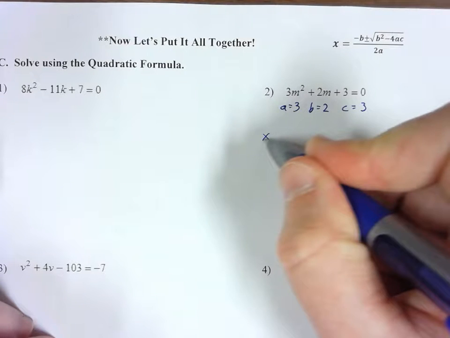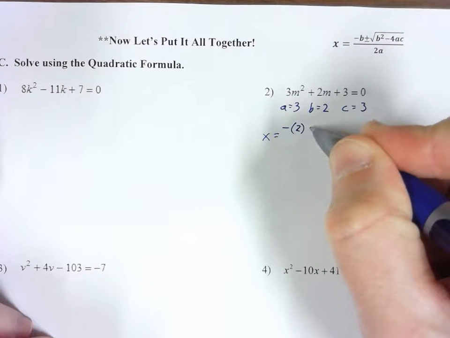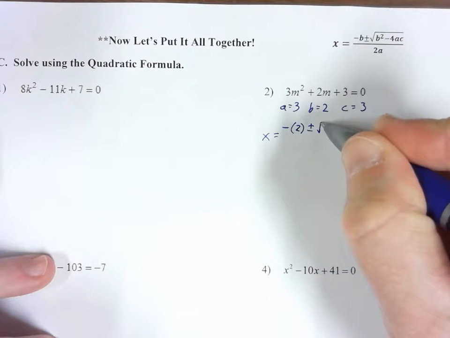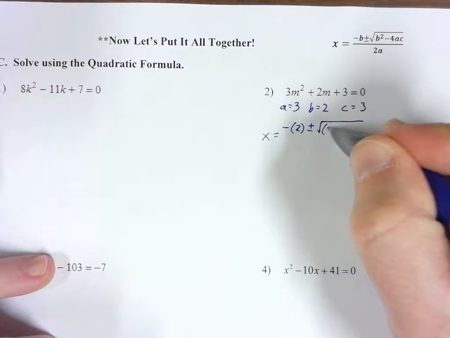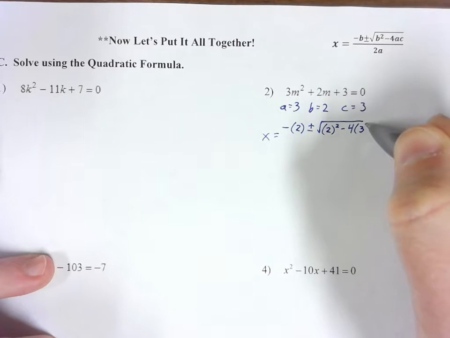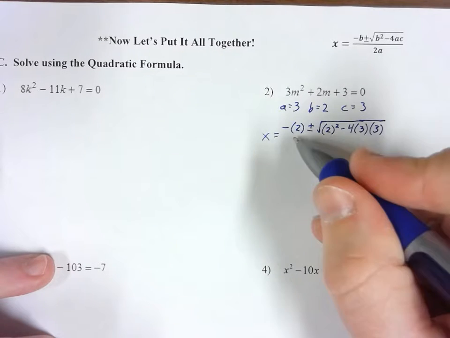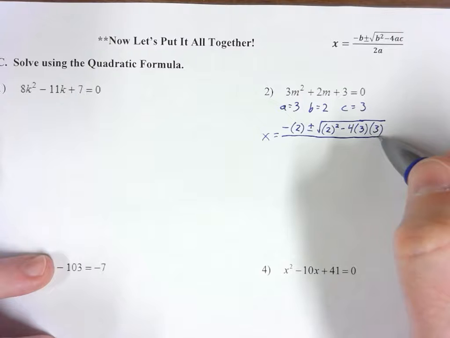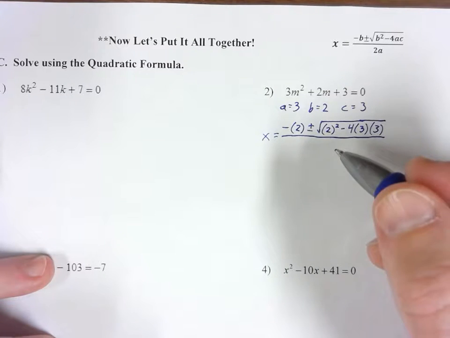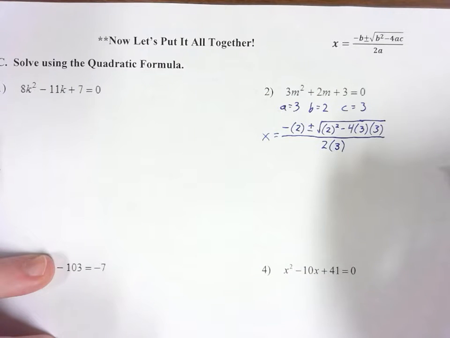So I do the opposite of the b value, which is 2, plus or minus the square root of b squared minus 4 times a, which is 3, times c, which is 3. And my fraction bar goes under all of that, not under the equal sign. And I divide it by 2 times the a value, which is 3. And now I need to simplify.